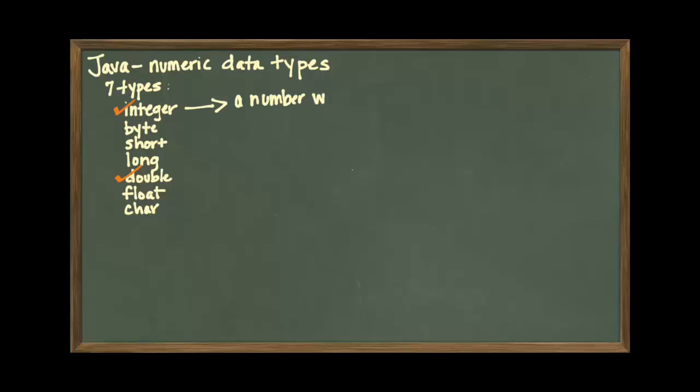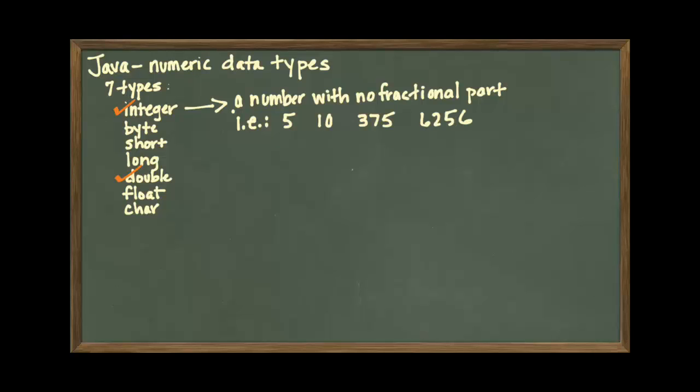An integer is a number that does not have any fractional part. When you're learning your number line in elementary school, you learn about integers. You have the numbers that go to the right of 0: 0, 1, 2, 3, and the numbers that go to the left are the negative numbers. These are what we call integers. Some examples would be 5, 10, 375, 6,256, 0, and some negative numbers such as negative 100.